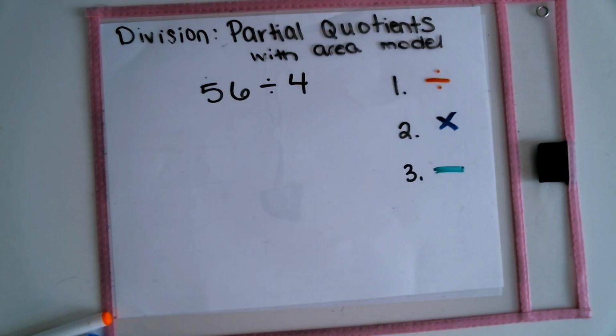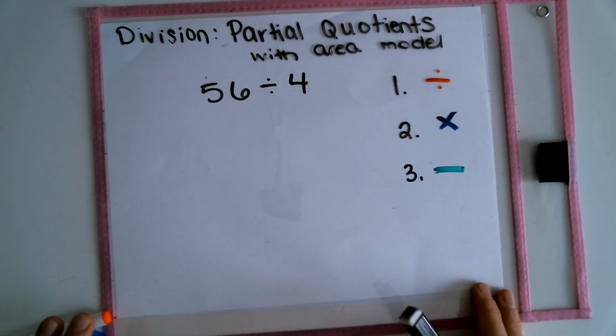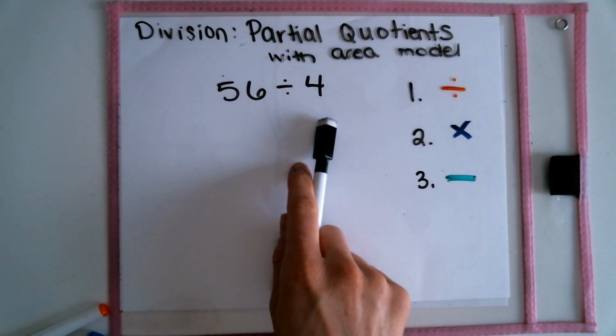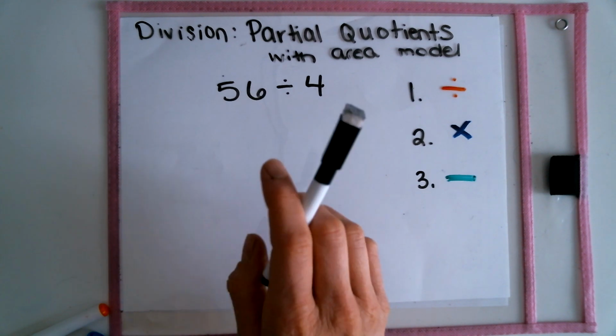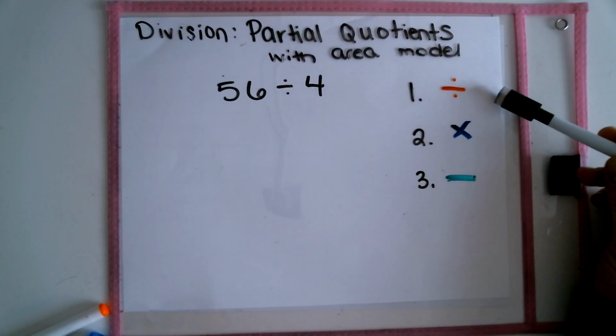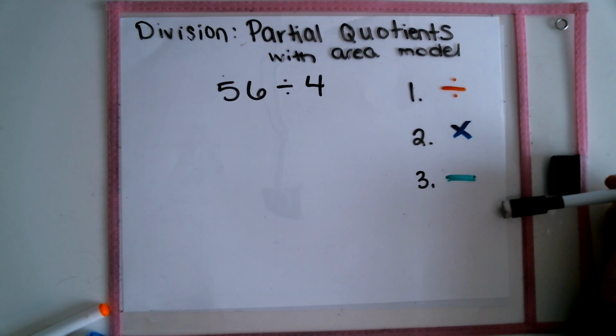Hey guys, in this video we are going to be walking through how to divide a 2-digit by 1-digit number using the partial quotients area model. So what I have here is our problem. I've written out my division problem and I've listed off what I believe are the steps of that division problem that we are going to be following.